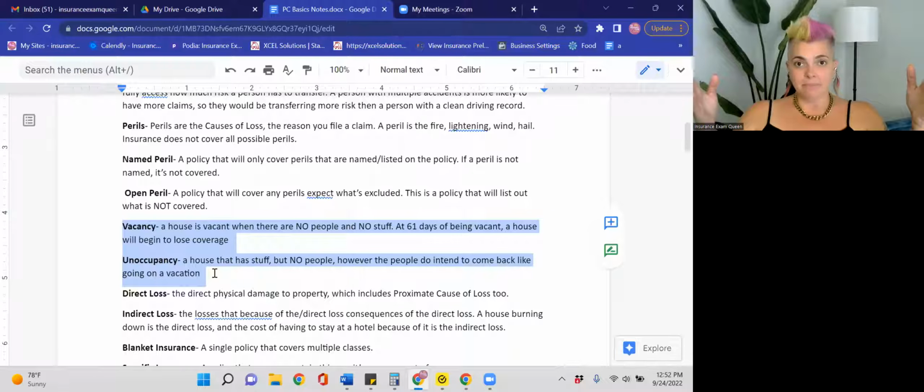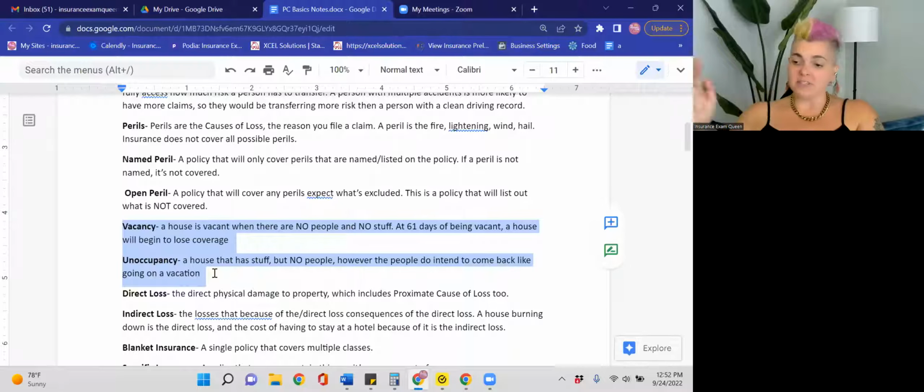So when a house is vacant, you need to know the definition of vacant, which is no people and no stuff. A vacant house is one with no people and no stuff. All the furniture is cleared out. All the people are gone. It is an empty house. It is vacant. Now, a vacant house will still have all the coverages on it until 60 days from being vacant. On the 61st day, you will begin to lose coverages, specifically coverages that are prone to happen when the house is vacant, like vandalism and pipe bursting.